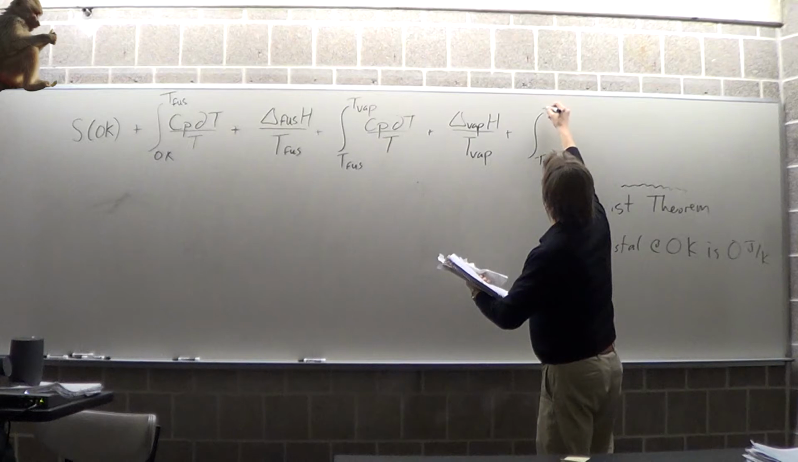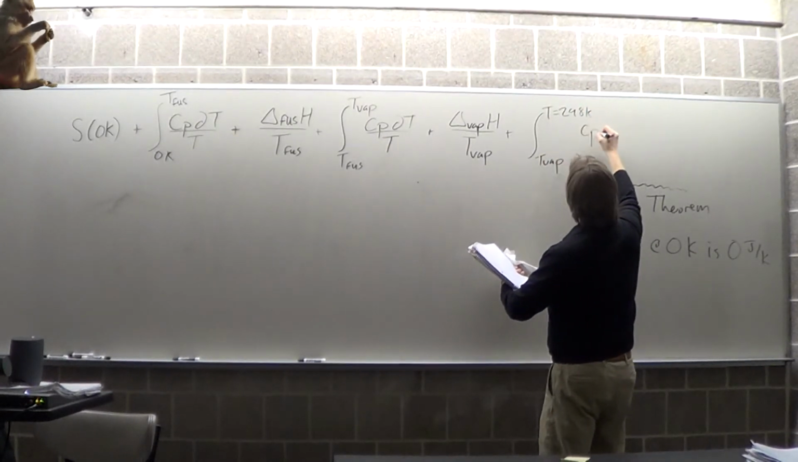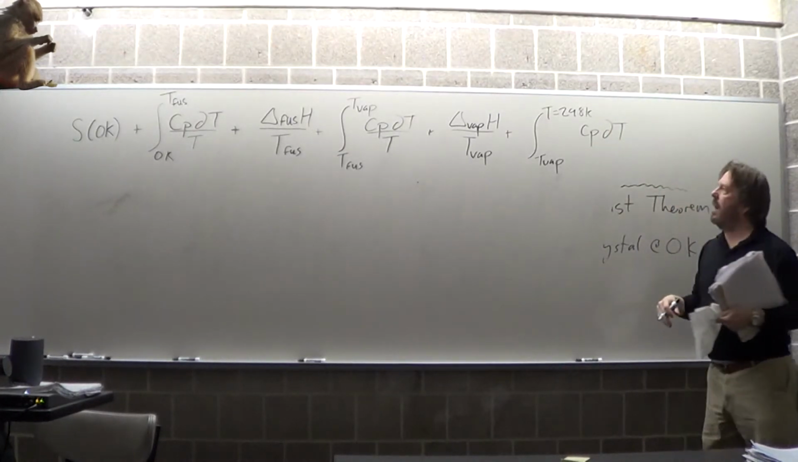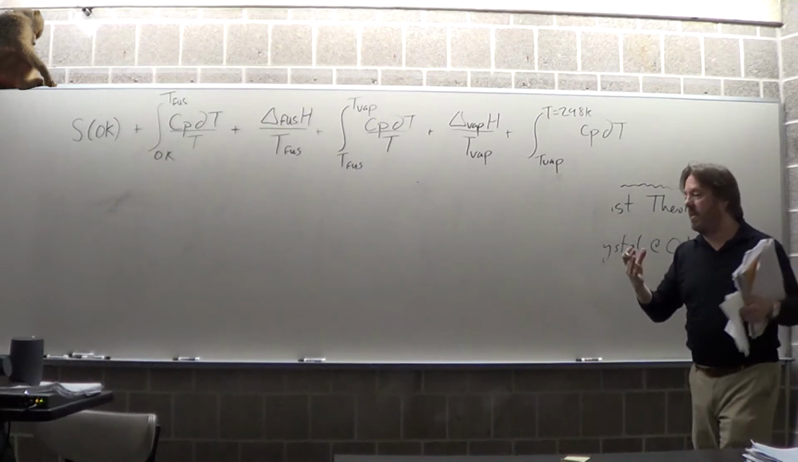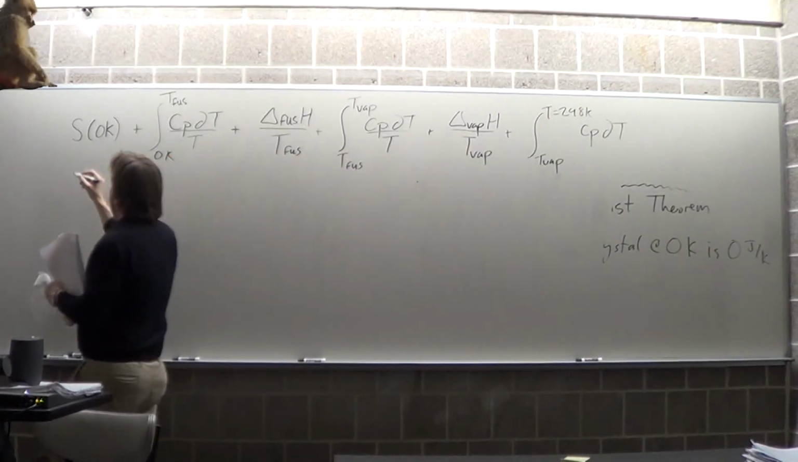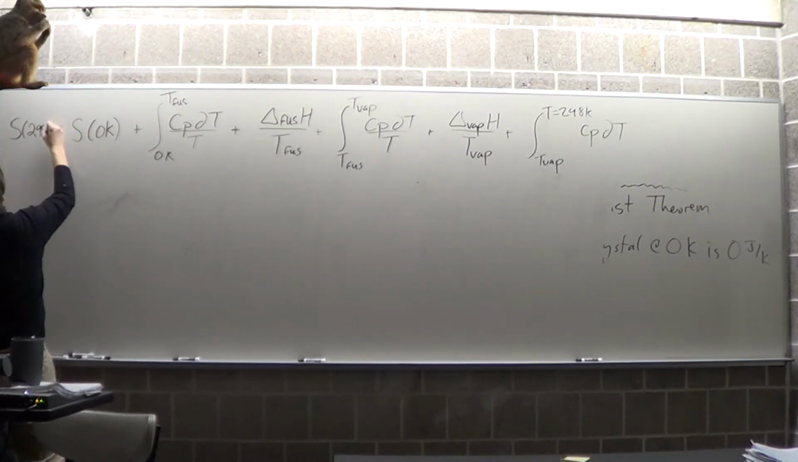And then we'll do T is 298K, CP, PT. Okay, that's it. Now the next phase would be a plasma, so we're not too worried about that at room temperature. Okay, and then this will be the entropy at 298.